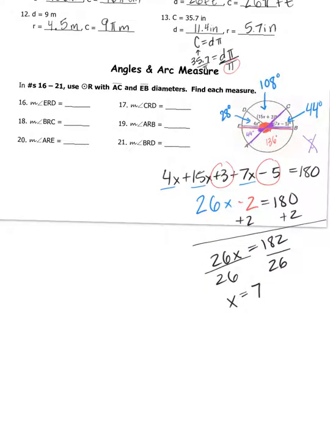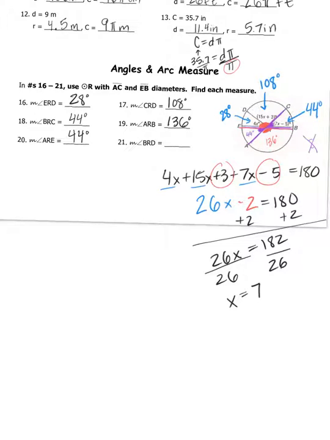It asks us for the measure of angle ERD, so I'm going to go from E to R to D, that's 28 degrees. It asks us for the measure of angle CRD, from C to R to D, that's 108 degrees. It asks us for the measure of BRC, angle B to R to C, 44 degrees. And A to R to B, ARB, 136 degrees. ARE, 44 degrees.